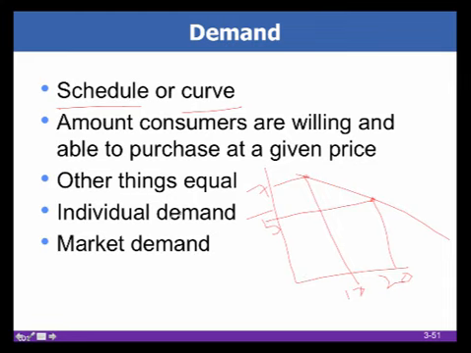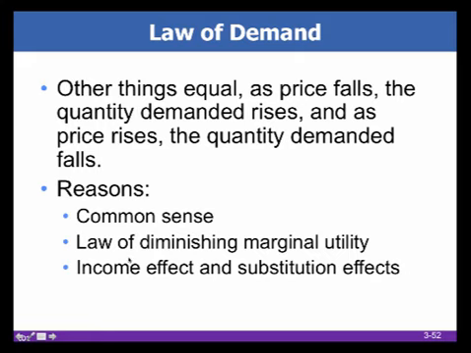So there's both the individual demand as well as the market demand. Individual demand is like me and what I'm willing to pay for a certain thing. Market demand is what me plus everybody else is willing to pay. So the law of demand, this is important. There's often a question that's just about the definition. When everything is equal, as price falls, quantity demanded rises.